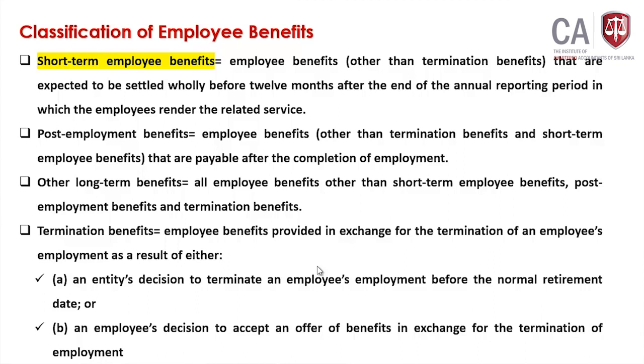Let's say I have delivered my service till 31st March 2020. That is the end of the financial reporting period. So the cost for that service must be settled within another 12 months period. The employer should have settled that service cost within 12 months. If so, we identify that as what? Short-term employee benefit. Clear? Fine.